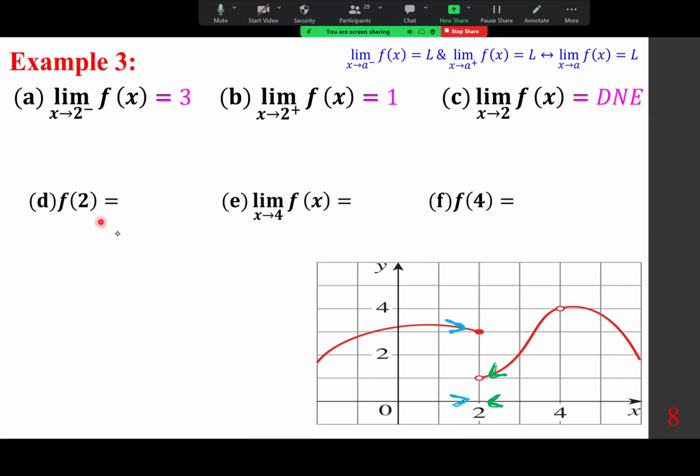So what is f of 2? You look for a solid point here. This one is a solid point. So f of 2 is the y-coordinate of this solid point, which is 3.